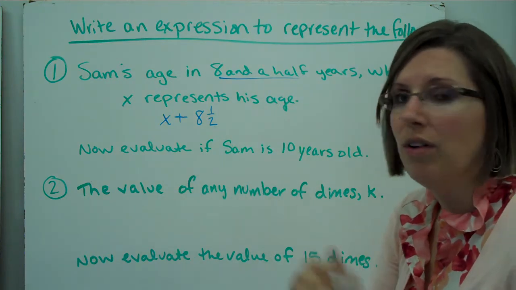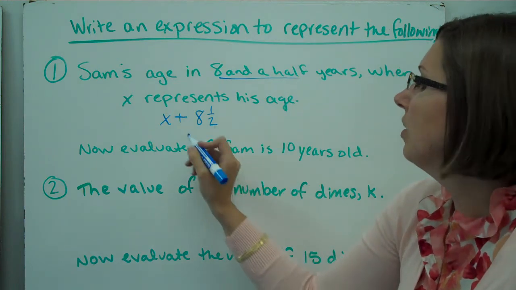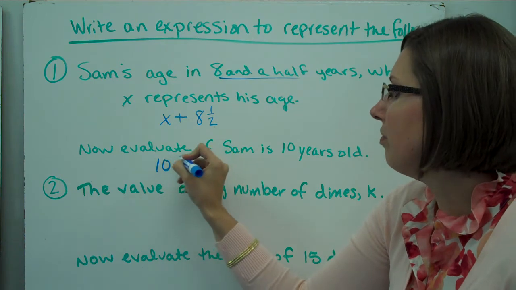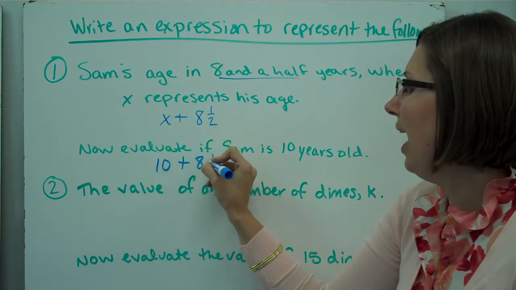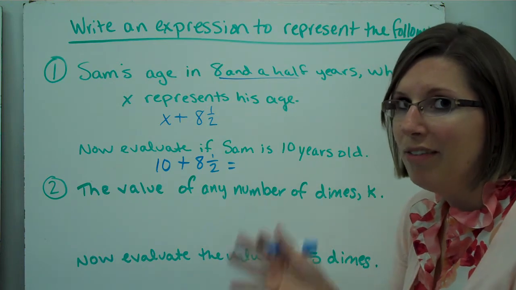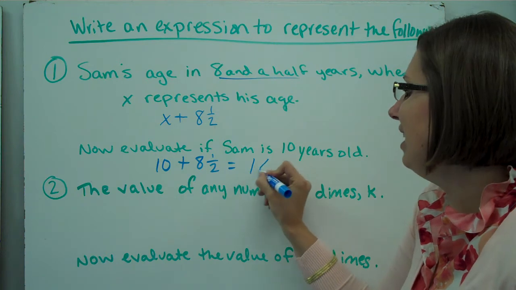Now let's take it a step further. Let's evaluate this if Sam is 10 years old. So if Sam is 10 now, then instead of X I would write 10. And then I would add 8 1/2 to it. Well, if Sam's 10 now, and I'm adding 8.5 to it, he's going to be 18.5.